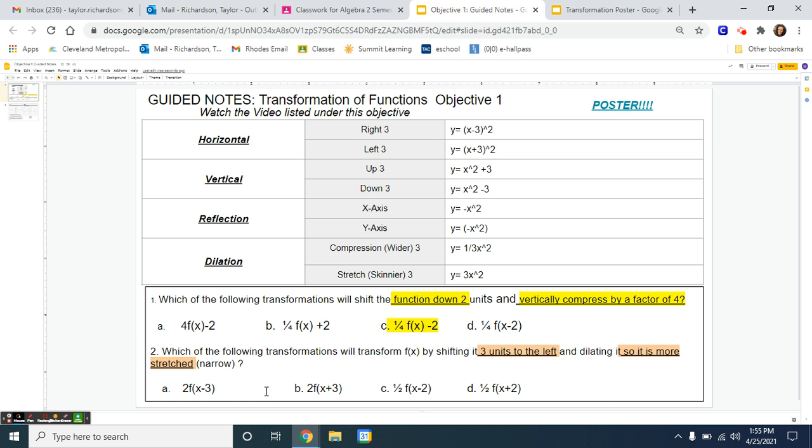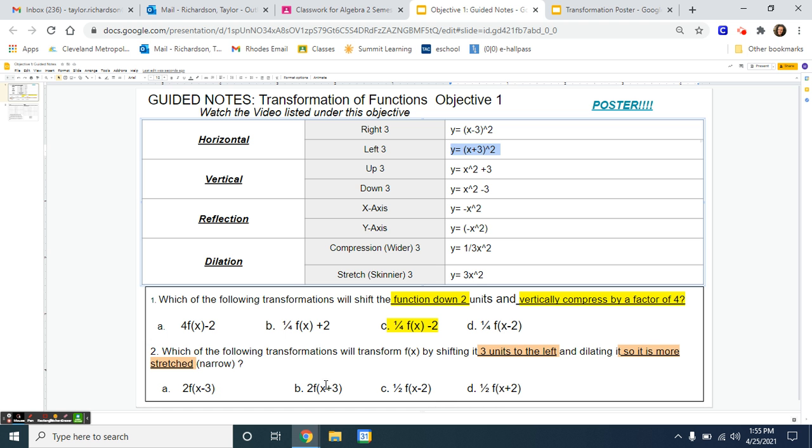Okay. Next one, which of the following transformations will transform f of x by shifting it 3 units to the left? So let's just stop right there. Actually, we can go up to my little chart. What does 3 to the left look like? It looks like y equals parentheses x plus 3. So it's x plus 3 in parentheses.